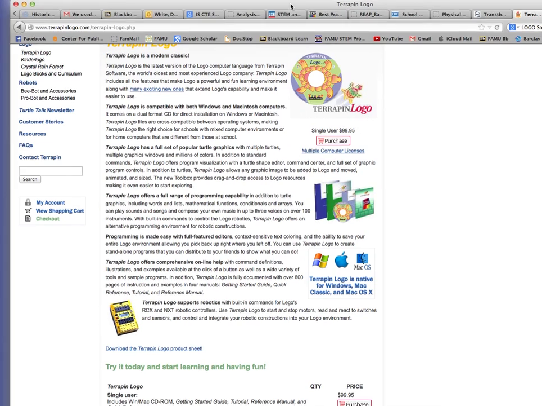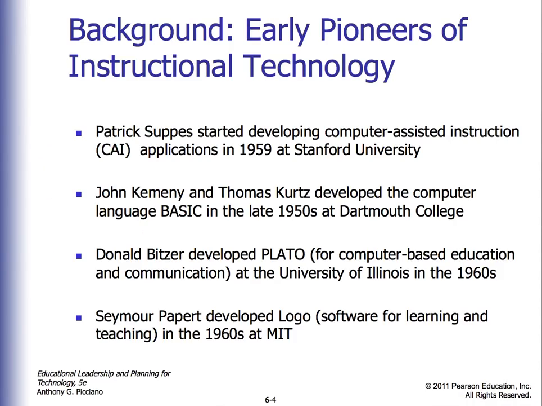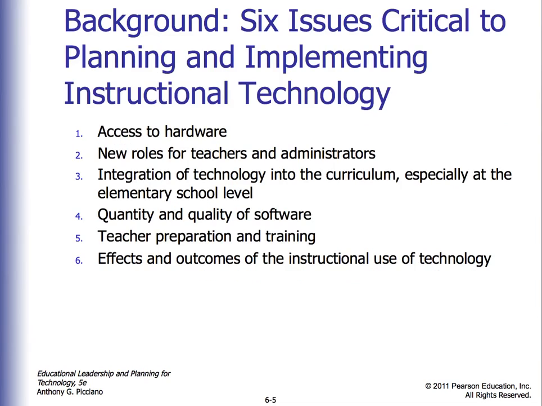They're telling us there are six critical issues to planning and implementing, and that's access to hardware. Obviously, you've got to have a computer. There will be new roles for teachers and administrators, and those will be ongoing. Teachers and administrators may be computer literate, but new stuff is always coming down the pike, like that 3D software I showed you a couple weeks ago.